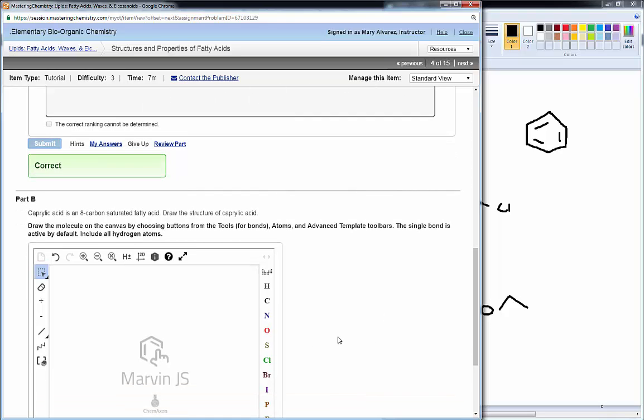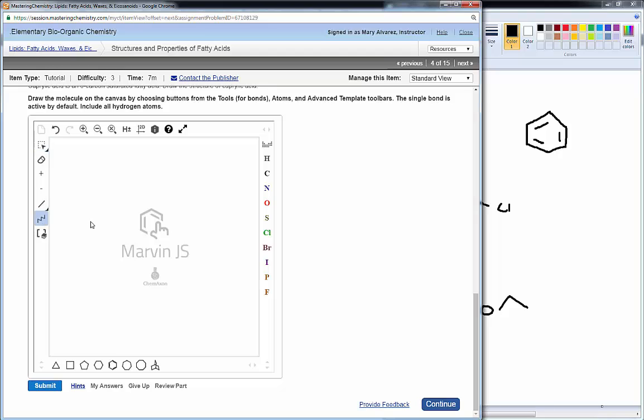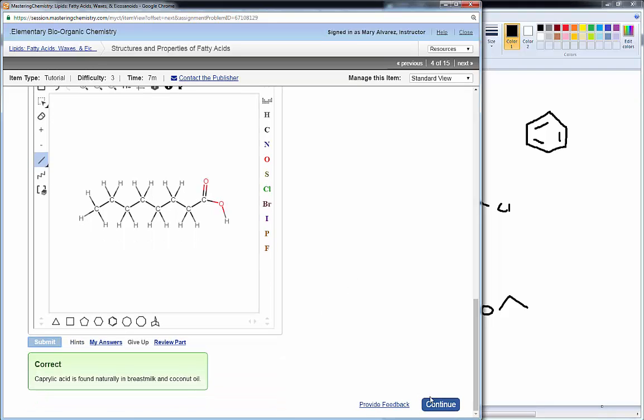All right, caprylic acid is an 8-carbon saturated fatty acid. So I know it has 8 carbons. And it's a fatty acid, so it has a carboxylic acid. And that's it. 8 carbon atoms with a carboxylic acid. No double bonds between carbon atoms because it is saturated.